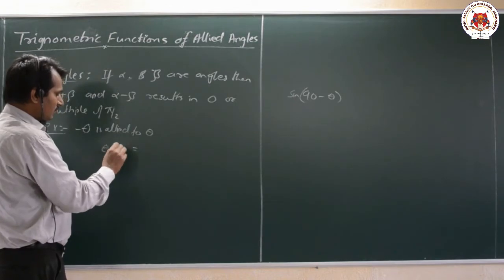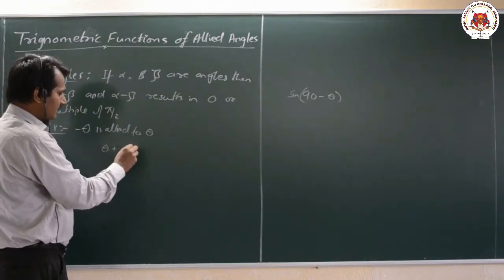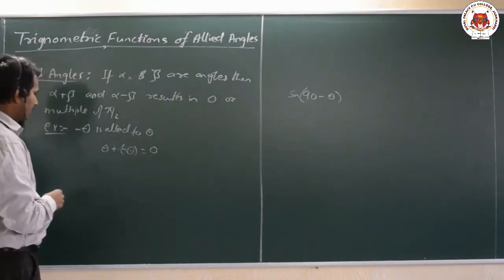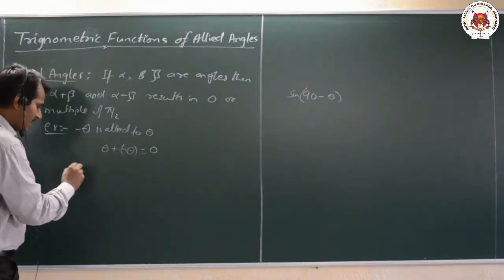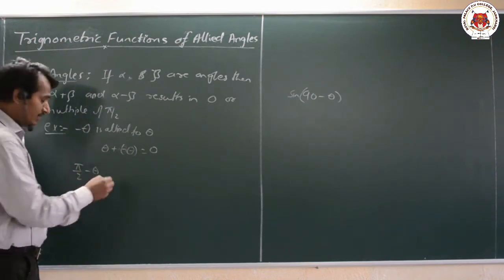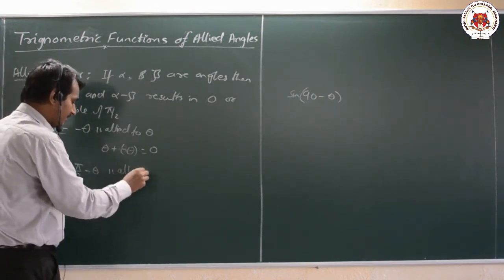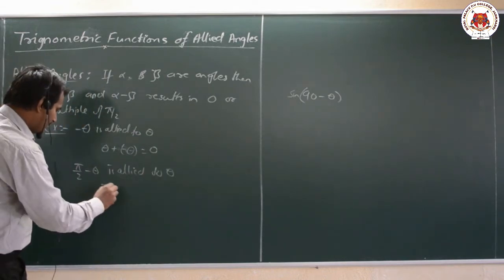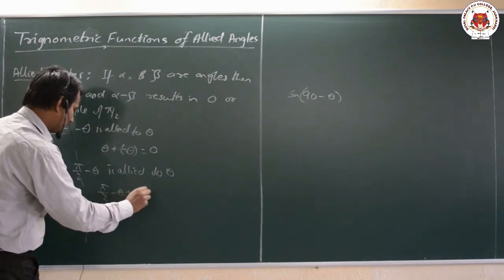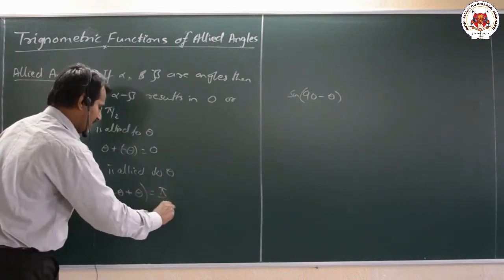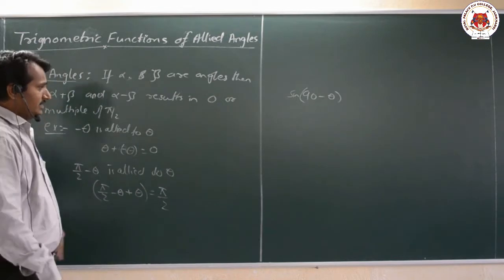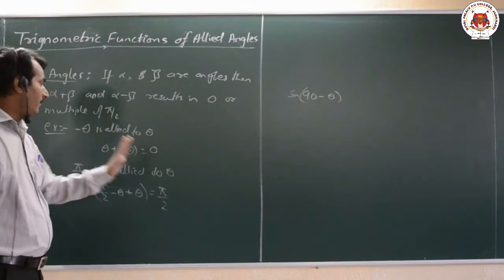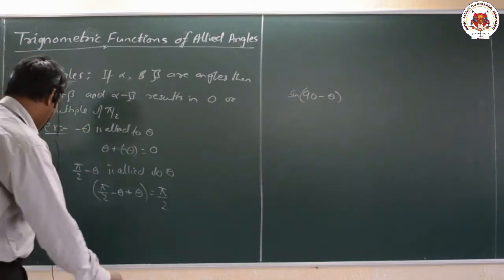If we add theta plus minus theta, what is the value? The value will be 0. Similarly, we can take pi by 2 minus theta is allied to theta. If we add pi by 2 minus theta plus theta, what do we get? The value is pi by 2, isn't it? That means pi by 2 minus theta is allied to theta, and minus theta is allied to theta.